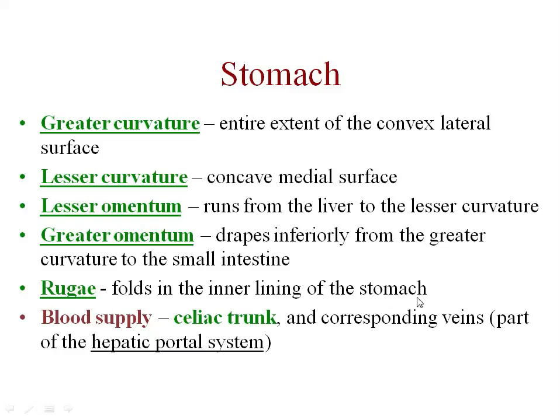We are more interested in the rugae, the folds in the inner lining of the stomach, and the blood supply is from the celiac trunk and corresponding veins, part of the hepatic portal system. So the wall of the stomach is provided blood by the celiac trunk, and the digested material is absorbed into the hepatic portal system, which is a blood system between the digestive system, that is between the stomach, intestine, and the liver.